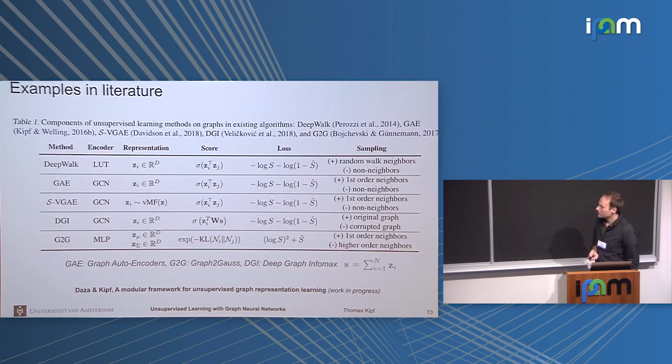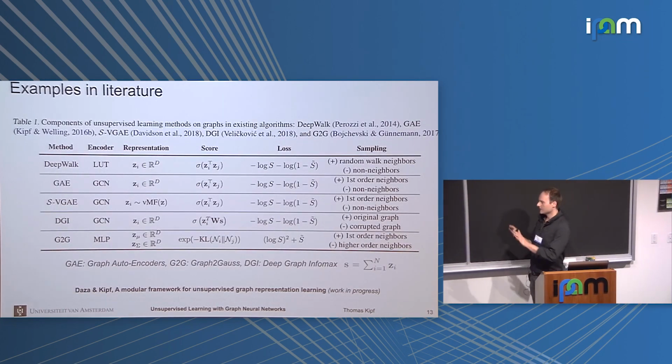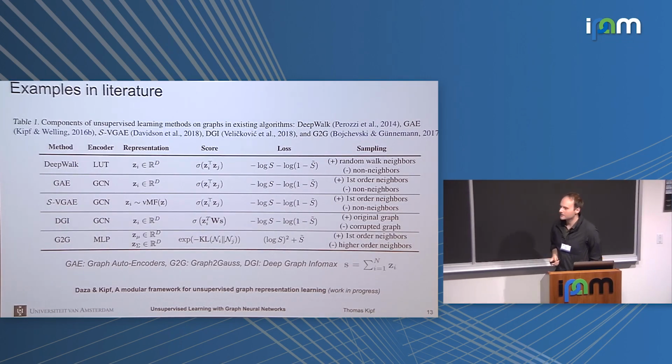And so this is a simple table, maybe a bit of an overwhelming table, of some examples in the literature that fit into this framework. I don't want to go over all of these, but maybe just pick out a few of them. So this is the graph autoencoder framework, where as an encoder you would use a graph convolutional net, and you would embed things in Euclidean space, and then the score function would just be a dot product between two embeddings. The loss would be binary cross entropy between the positive and the negative score, and you have this simple sampling strategy.